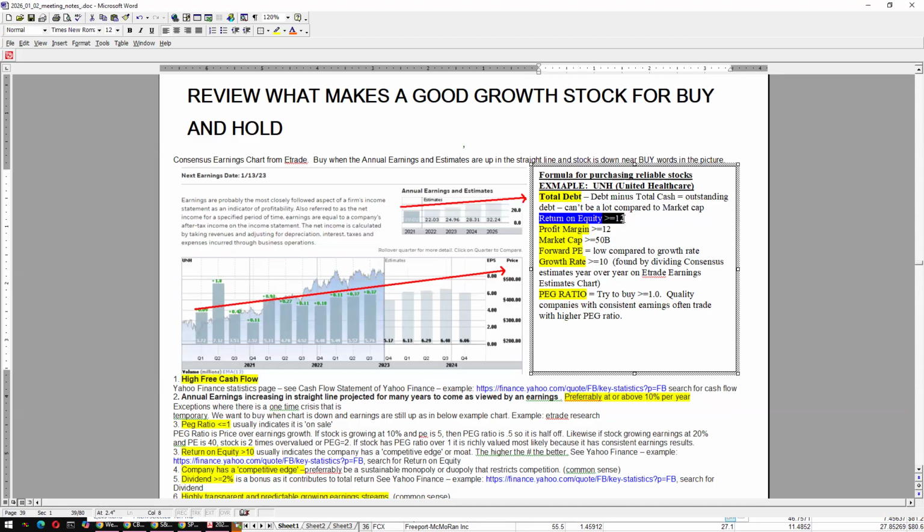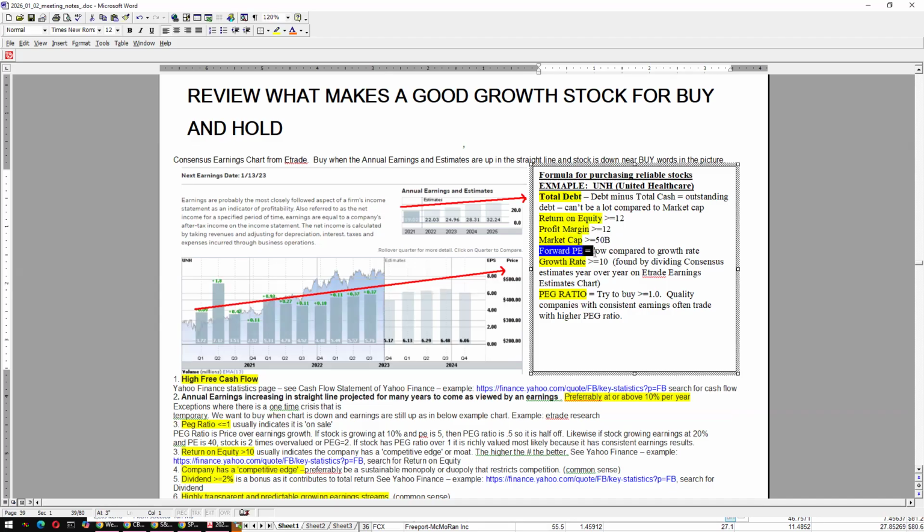Return on equity, we like to have greater than or equal to 12. These are fundamental statistics for a company. Profit margin, we like to see greater than or equal to 12. We like to have a market cap over 50 billion because larger companies are more reliable.